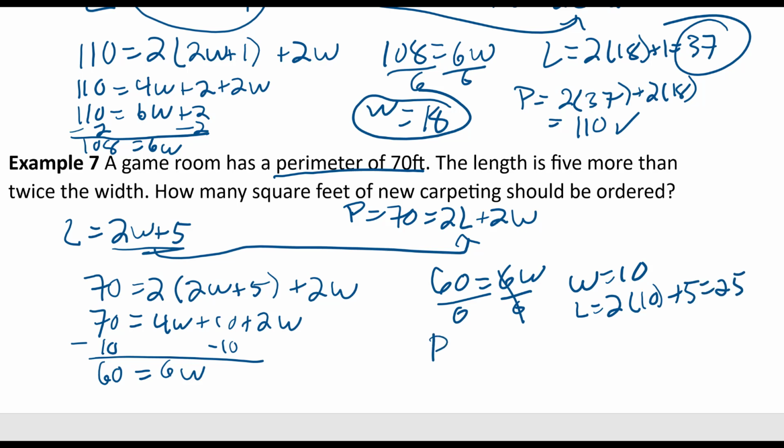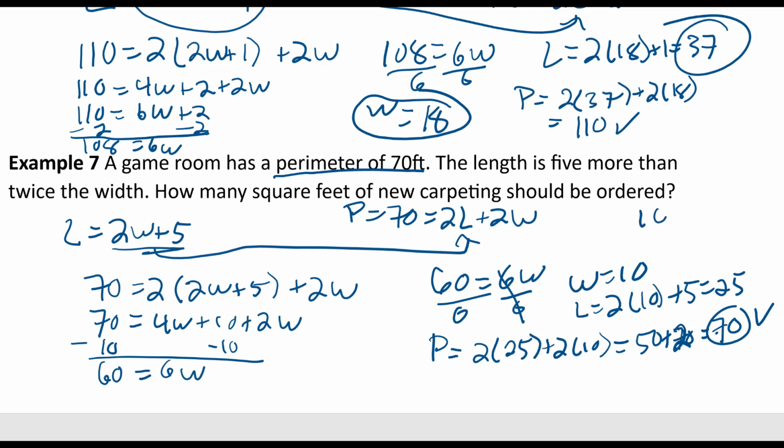Let's just check this now. Perimeter is 2 times 25 plus 2 times 10. And I get 50 plus 20 is 70. Okay, works. So the dimensions are 10 by 25. Okay, that will do it for this section.